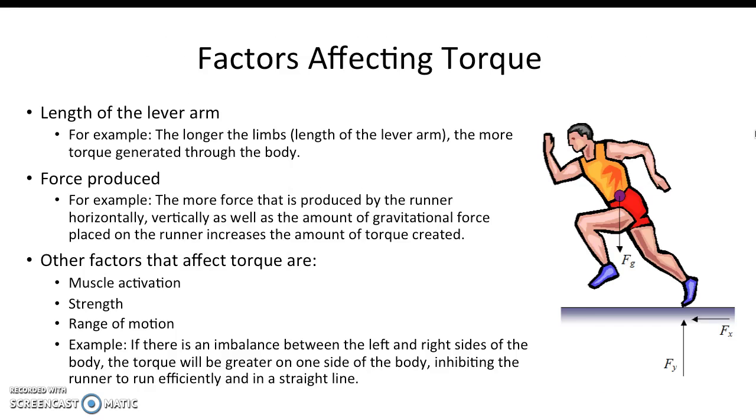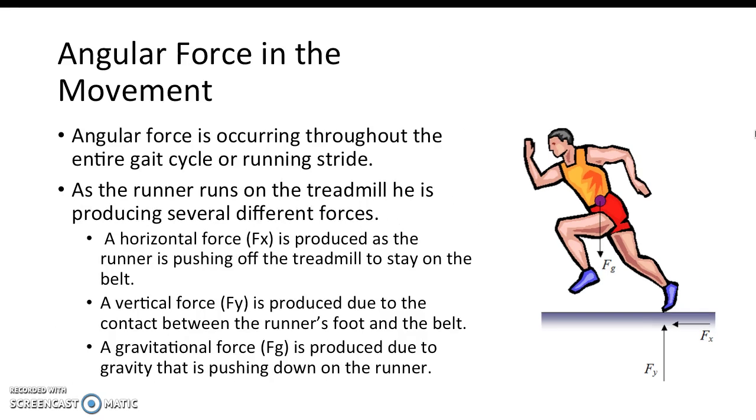There are several factors affecting torque, such as the length of the lever arm and the force produced. Other factors that affect torque are muscle activation, strength, and range of motion. Angular force is occurring throughout the entire gait cycle or running stride. As the runner runs on the treadmill, he is producing several different forces: a horizontal force, a vertical force, and a gravitational force.